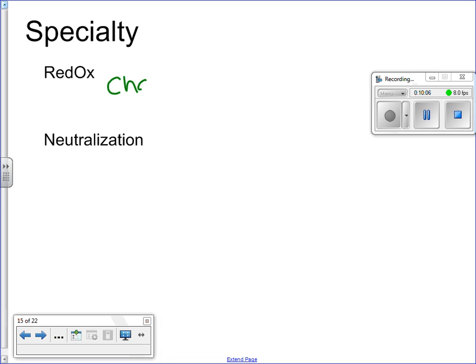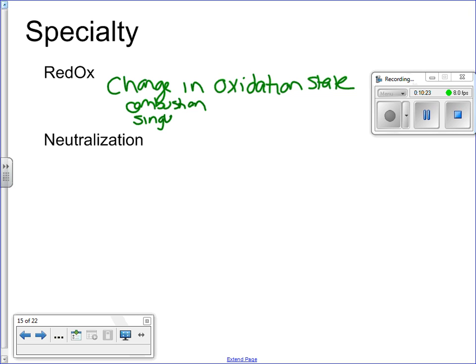You have a change in oxidation state. The oxidation state changes of two different things. Usually it's going to be something like combustion. It's going to be single replacement. You're looking for something by itself.